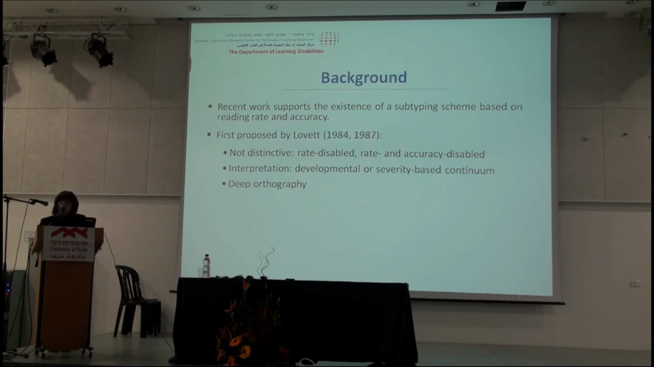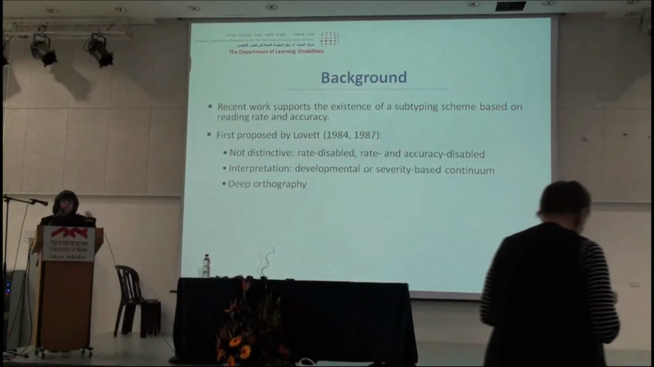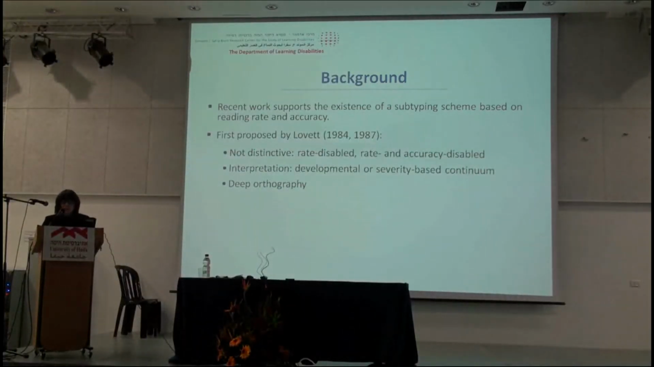It was first reported by Lovett in '94 to '97. This work did not show distinctive groups, but rate disabled and rate and accuracy disabled. And her interpretation was that they actually represent different developmental trends or a severity-based continuum. And it was done on a deep orthography, meaning on English.